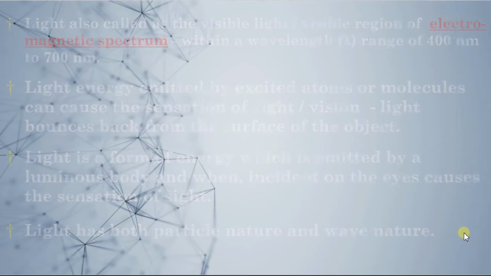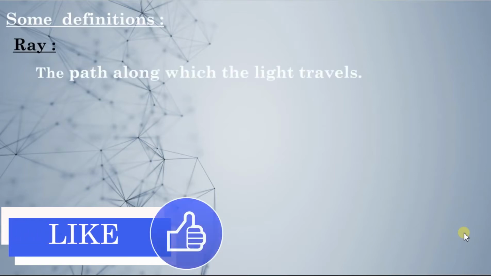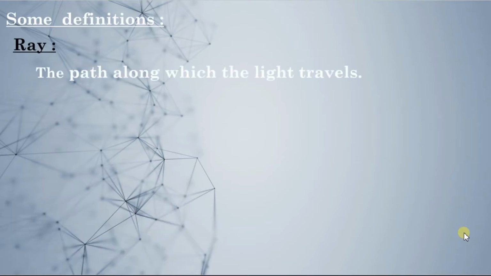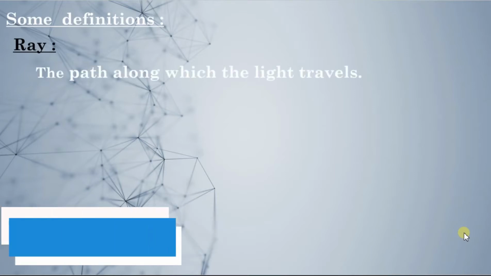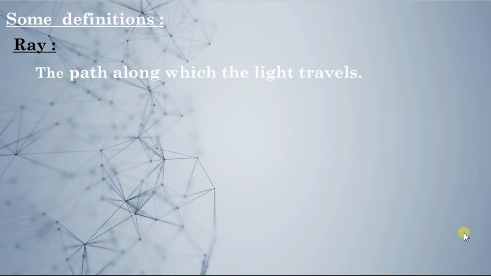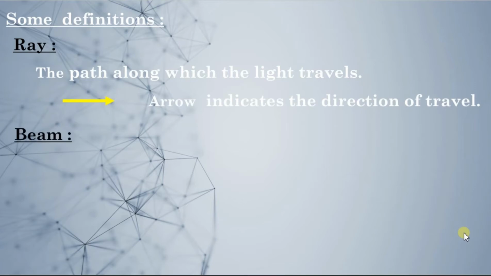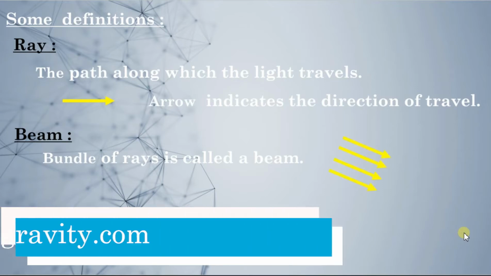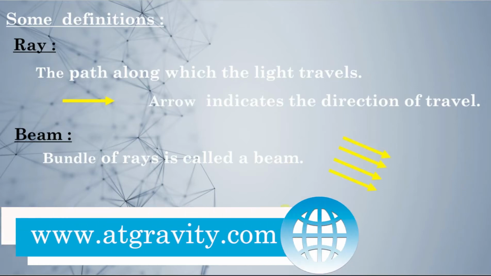Now let us see some of the definitions that we are going to make use of in this session. Ray. What is a ray? The path along which the light travels is said to be a ray. It is represented by an arrow, so the arrow indicates the direction of travel. Next is a beam, a collection of rays. So a bundle of rays is called a beam.